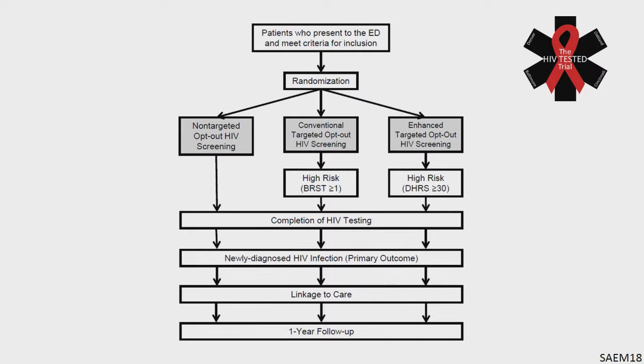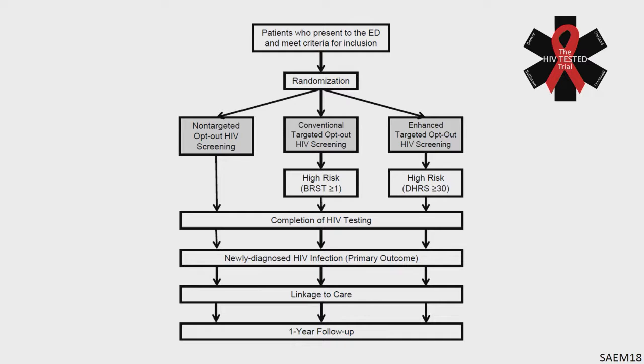This is a schema for the study design. Patients who presented to the ED who met criteria for inclusion, and as with most pragmatic studies, the inclusion criteria should be broad, inclusive of patients who are likely to receive the intervention. So the inclusion-exclusion criteria were relatively limited. If you could consent, weren't critically ill, weren't already HIV infected, and were of a certain age, we only included adults essentially, then you would be included in the study. Patients were randomized, patient-level randomization, to one of the 3 arms.